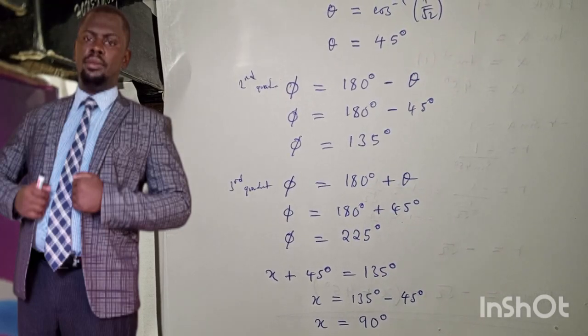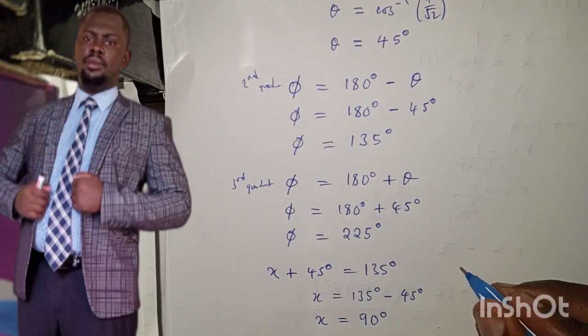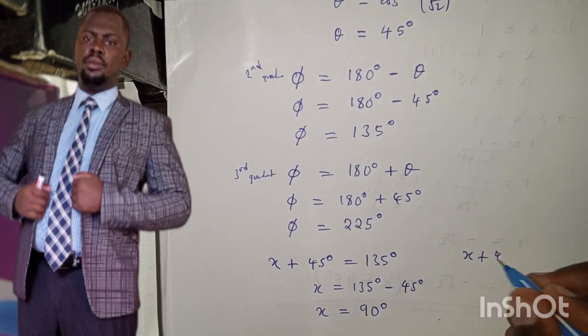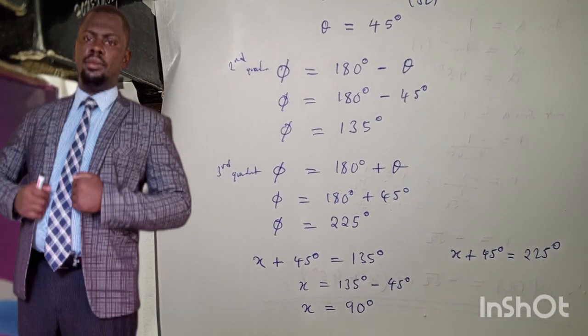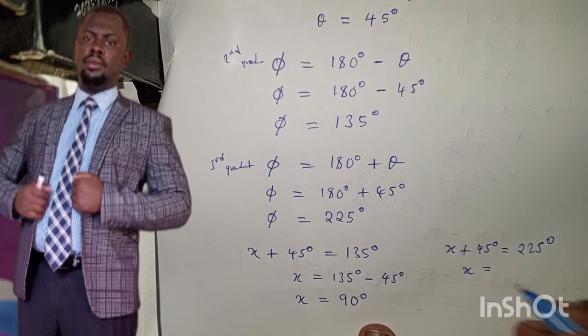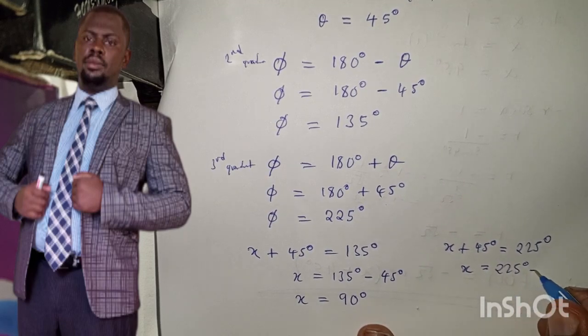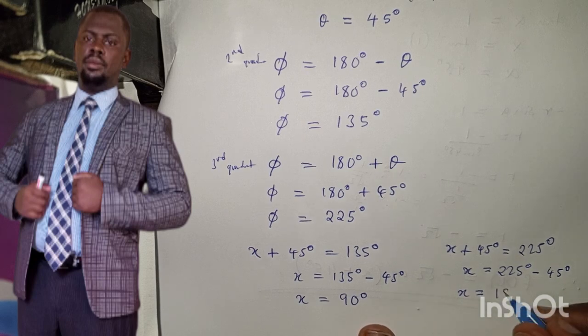Then you come to the second one. In the third quadrant, we had 225 degrees. So again we say x plus 45 degrees is equal to 225 degrees. To remain with x, we subtract 45 from both sides of the equation. If you subtract 45, it will cancel out plus 45, so I remain with x. So x is equal to 225 degrees minus 45 degrees. What is 225 minus 45? It's 180 degrees.